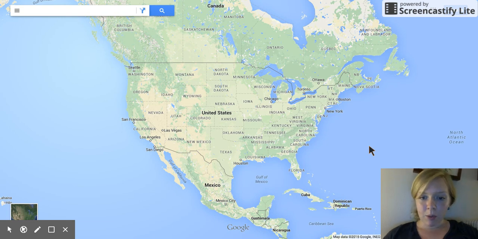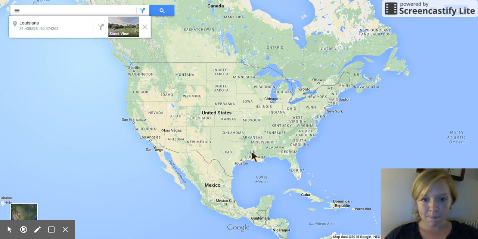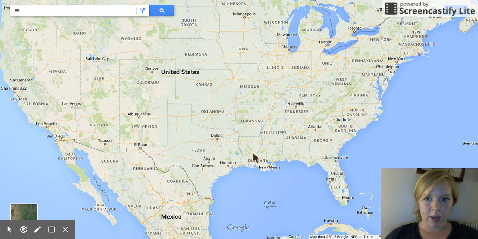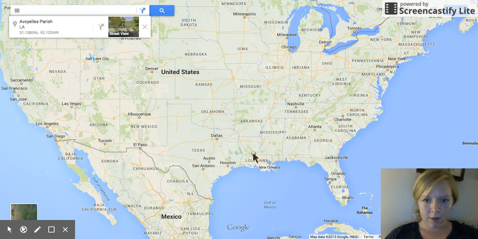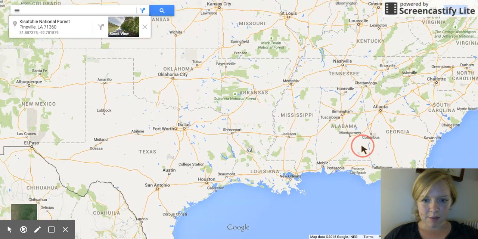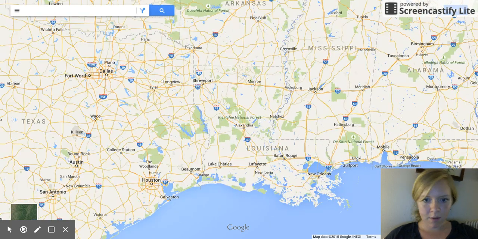Last week, we were talking about the geography of Louisiana, specifically cities and rivers. Today we're going to dig more into what that actually looks like. So here's my map of the US. I'm going to get into Louisiana here. This is on Google Maps. If you've never played with Google Maps, you should. It's ridiculously fun.